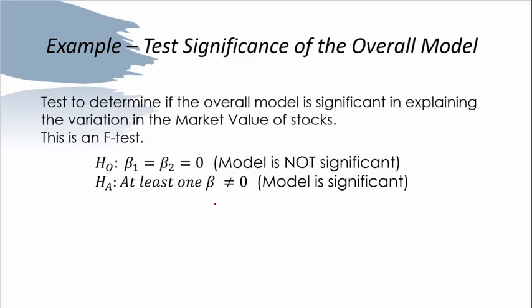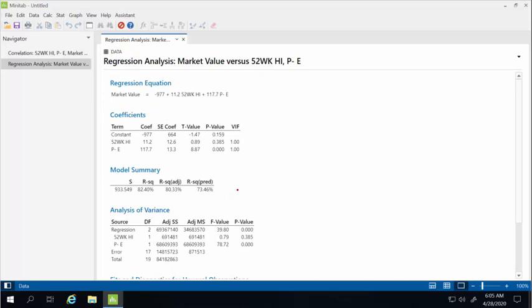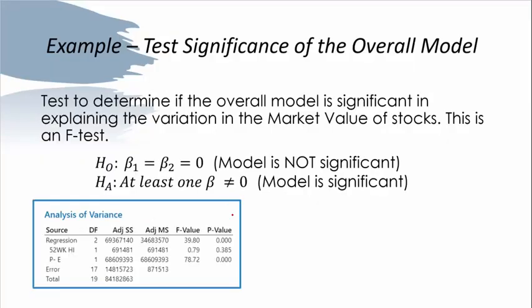However, if we can reject the null, we know at least one of those betas is not 0. In other words, we know the model actually tells us something useful about the y variable. So if we're able to reject the null here, we say the model is significant. We're going to go to the analysis of variance section of the output. That's the bottom one that you can see on the screen. And let's look at that more closely.